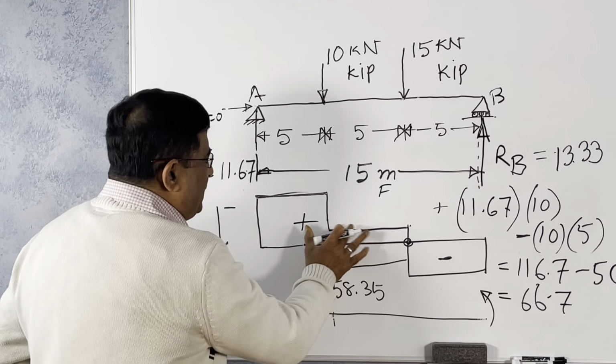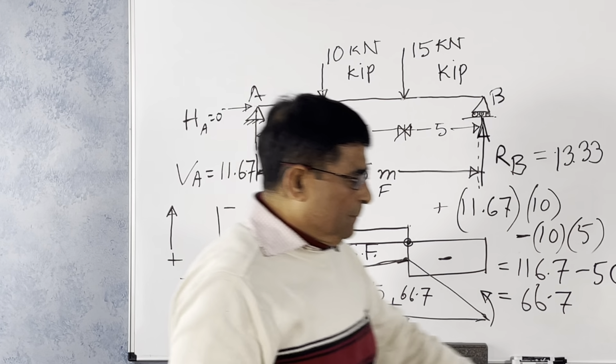Okay. So this is 66.7, this is 58.35. So this is your bending moment diagram. And this is your shear force diagram. This is how you draw. But one thing you see: where the shear force changes its sign from positive to negative, your moment is maximum. Here it is 66.7. Okay? Do you get it? So this is how it works.